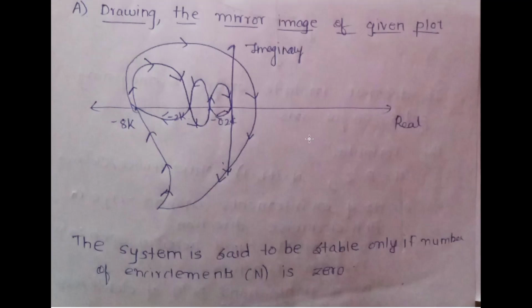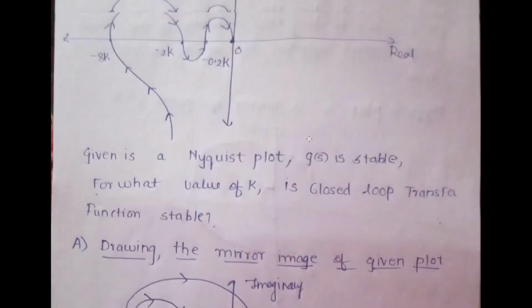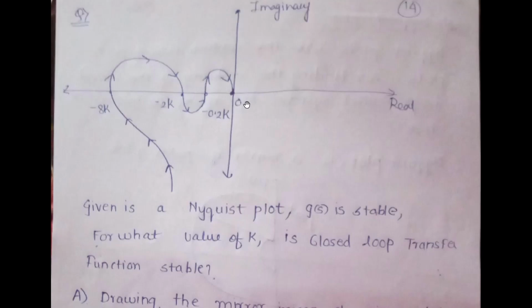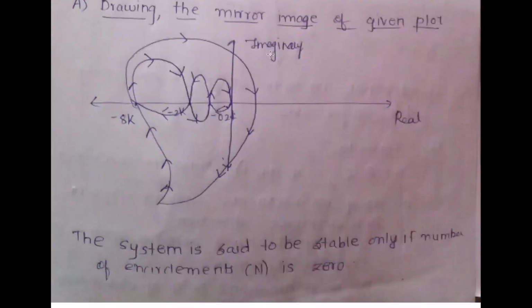So if you see in this, basically what was happening is my arrow is coming inside, but in the mirror image the arrow will be going outside. If you see, the arrow is coming towards the origin, right? So if I draw a mirror image of it, the arrow will be going outside. So this is the Nyquist plot.